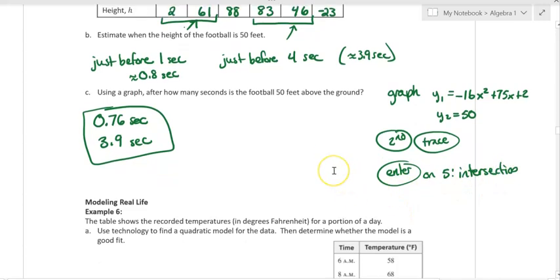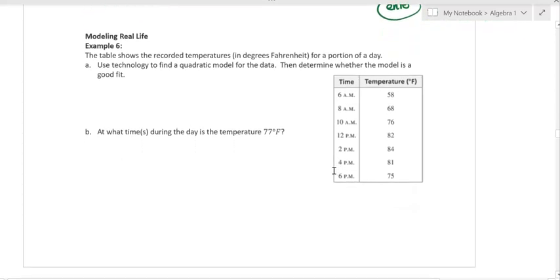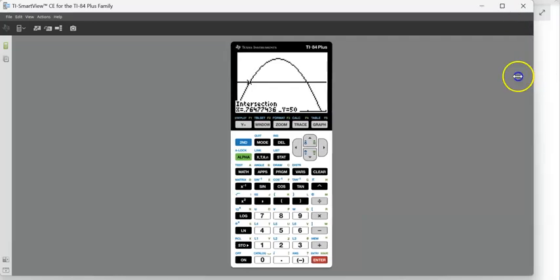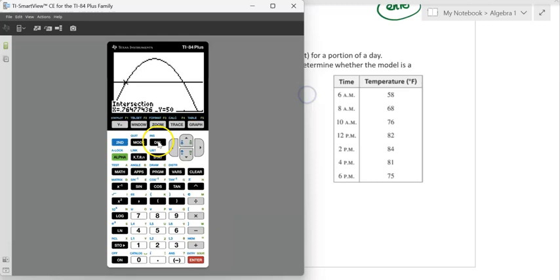Okay, and this is also a calculator one. There's a table showing all of this information. And so it says, use technology to find a quadratic model. We've done this with other things, so let's see what we do. We are going to see if I can make it smaller so we can see our table.